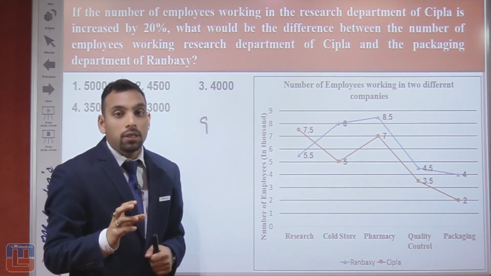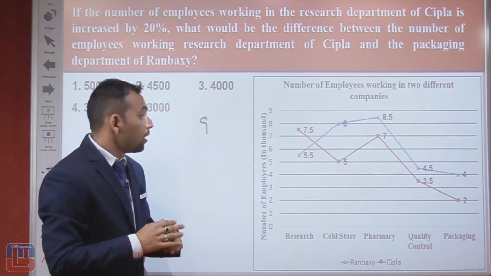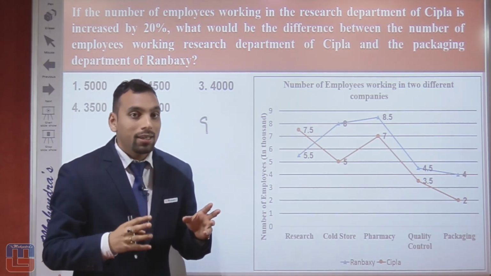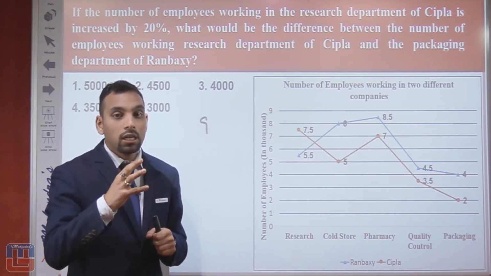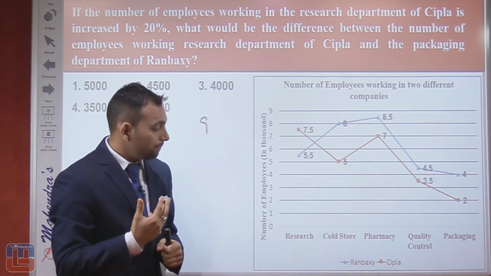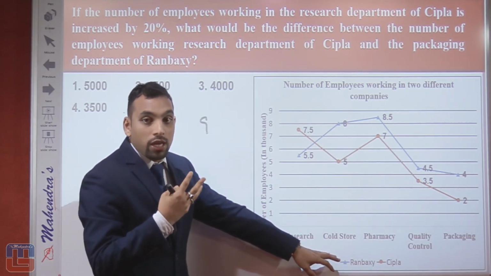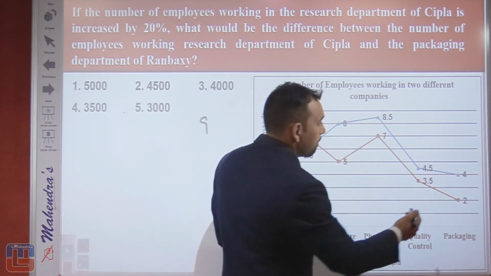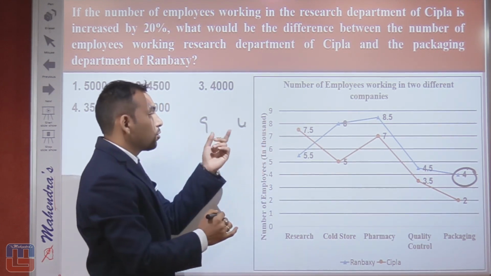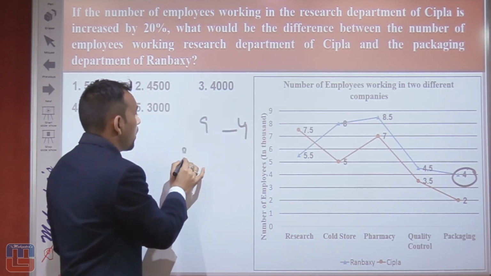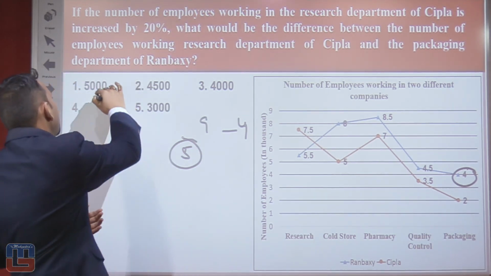Then what would be the difference between the employees working in the research department of Cipla, that is 9 here, and the packaging department of Ranbaxy? Ranbaxy is here blue color, and we are talking about the packaging department. This is the packaging department, 4 here. So we have 4 and 9. So the difference here, you can see, is 5,000. So see the options as well, you can see the first option will be the correct answer of this question.